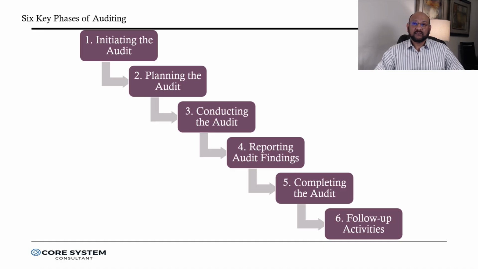So these are the six key phases in an auditing process. Whenever you are planning an internal audit, these are the six key phases that you need to keep in mind: how to initiate the audit, how to plan the audit, then conducting the audit, which is the execution phase, how to report, and then how to do the follow-up. So this is the complete audit cycle that covers the whole audit process.